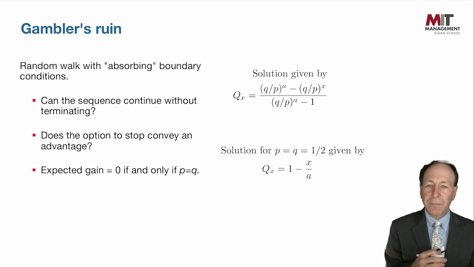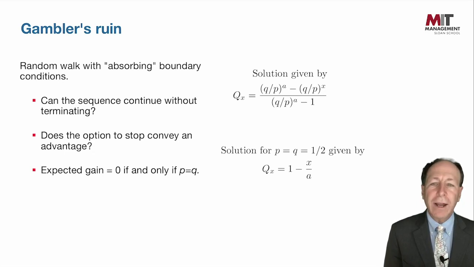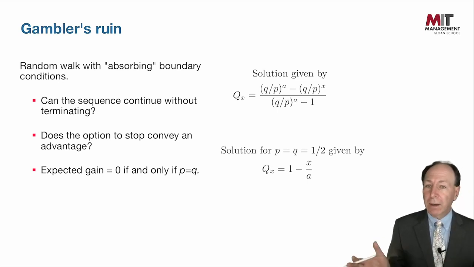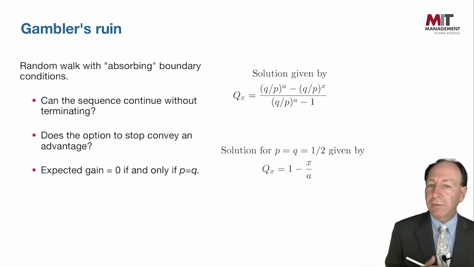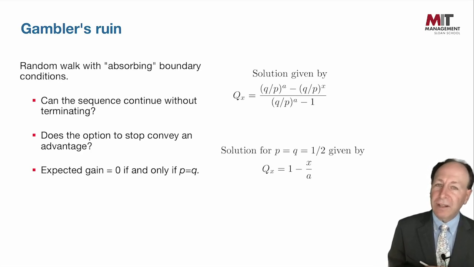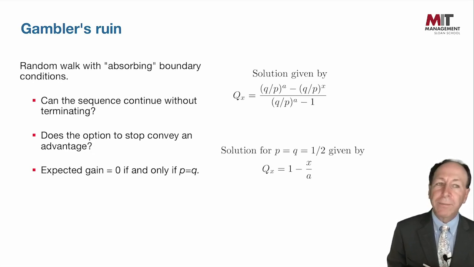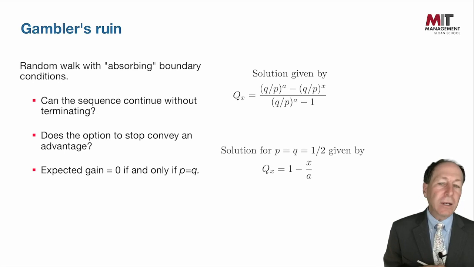Now, we can ask a variety of questions about what happens under these absorbing boundary conditions. For example, we could ask, can the sequence continue without terminating? That is, does the probability of reaching neither x equals a nor x equals 0 in an arbitrary amount of time, is that some positive number? Is it equal to 0, which would mean that we do hit one of the other two boundaries? We could ask what the expected time is to hit. If we allowed ourselves to stop differently, what kind of strategy might we employ, and could we do something better? How do we take advantage of unequal odds?